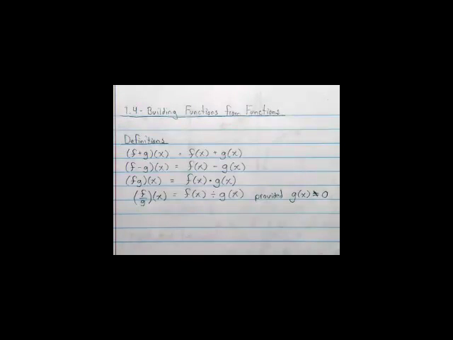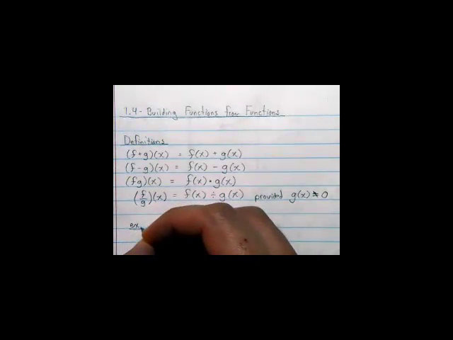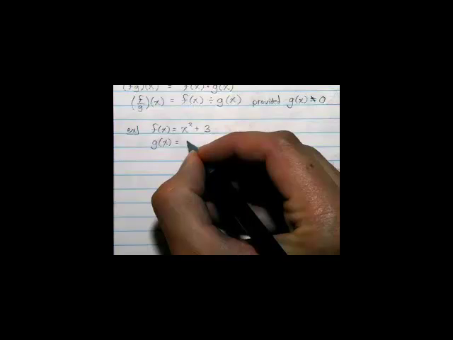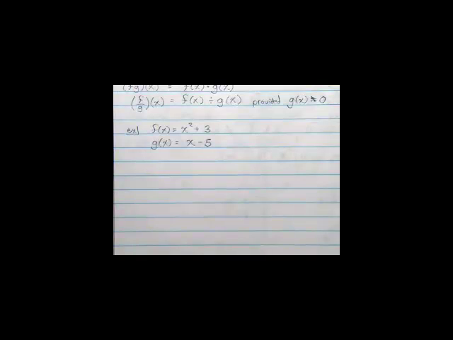Okay, so let's quickly practice this, and then I really want to focus on compositions for the most part today, so we'll just spend a little bit of time on this. Let's say we've got f of x equals x squared plus 3, and g of x is equal to x minus 5. Those are our two functions we're going to use. Let's go through and do each one of these operations like we just listed up there, and then write out a new formula for each one that's as simplified as we can get it.